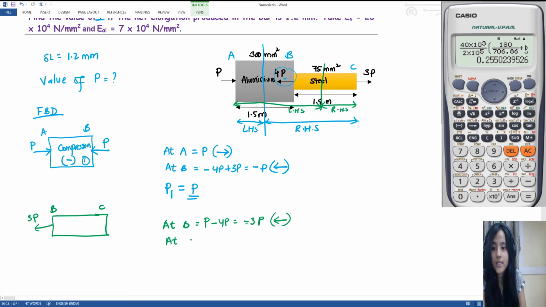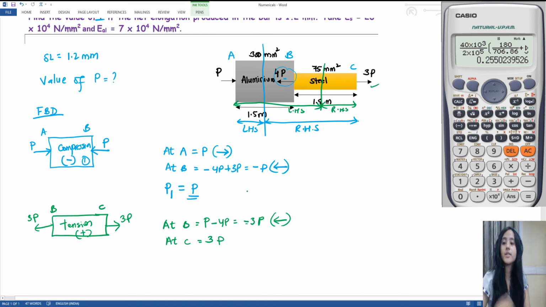So at C, we have only one force, 3P, and it is going in right hand side direction, so it is positive. So it is 3P. Now this body is under tension. It means that this body length will increase. Now the length of this body here, AB section, is given 1.5 meter.